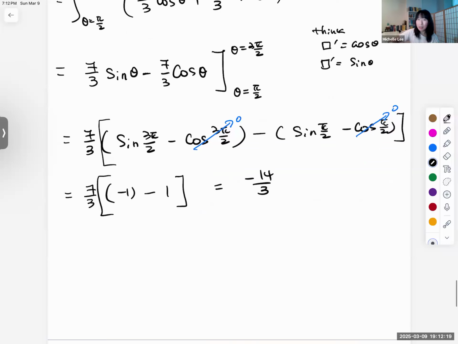Okay, so we have a negative for the volume, but this is not physical volume. It means that it is below the xy plane, right?